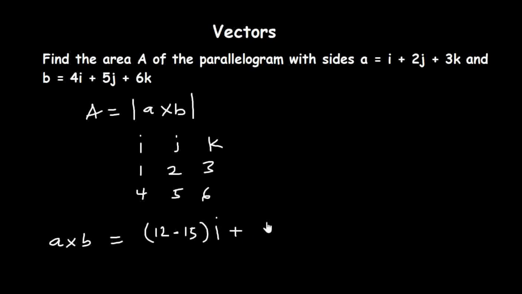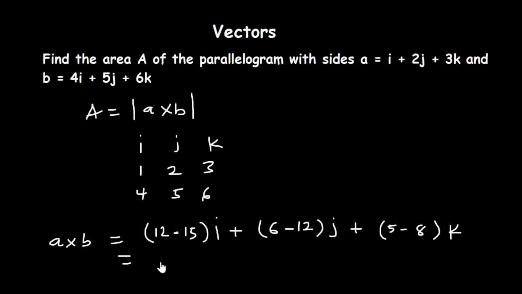Then plus another bracket, then bring the j. When you bring the j, I'm considering the middle column, so you ignore the values there. I'll have 1 multiplying 6, that's 6, minus 3 multiplying 4, that's 12. That's 6 minus 12. And then plus, now I'm taking the third column. I multiply 1 by 5, that's 5, and then minus 2 by 4, that's 8. Okay, so now let's see what you get.